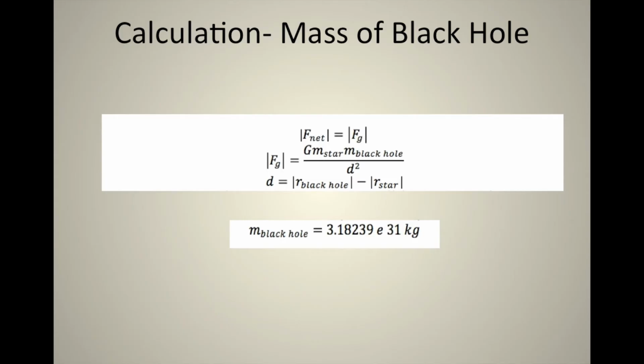Calculating the mass of the black hole is quite simple. Since we know the force of gravity from the computational model, and the force of gravity is the only force that plays into F net, and we are given distance, all we have to do is solve for the mass of the black hole in the gravitational force equation. And from that, we obtain 3.18239 times 10 to the 31st kilograms.